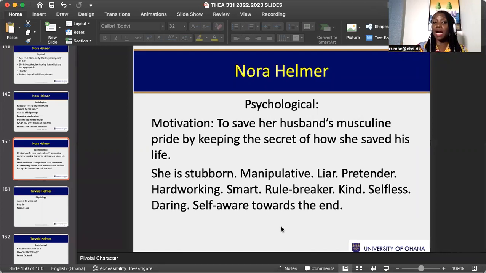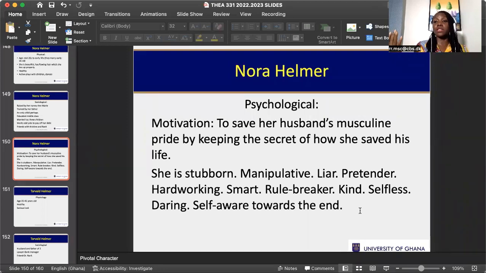But she's very hardworking, she's smart, she's a rule breaker. To go and forge a signature just shows that she has no regard for the law, really. Because in the society, this is what is done, this is what is proper. But she looks at it and realizes that if she's going to go through the proper way, her husband might die. So she decides to break the rules. And she's kind.